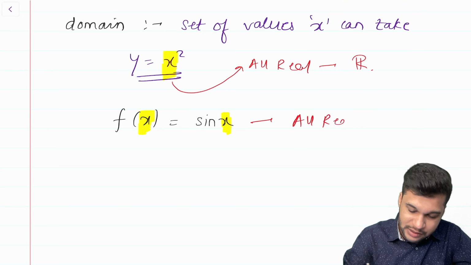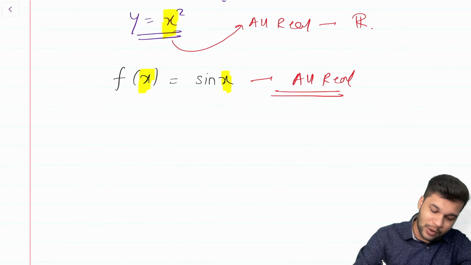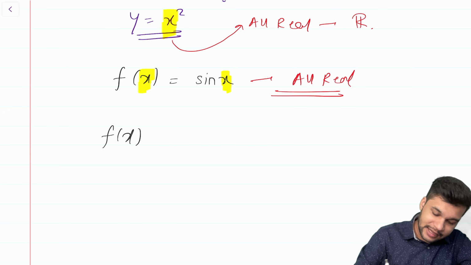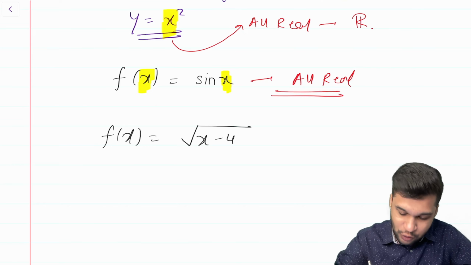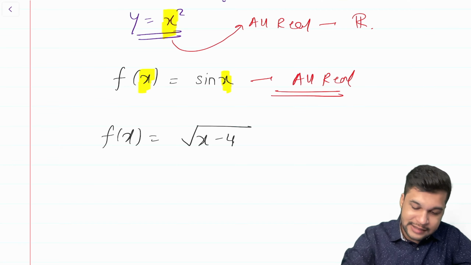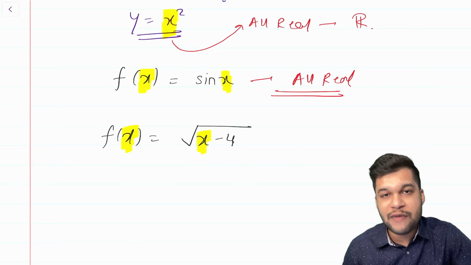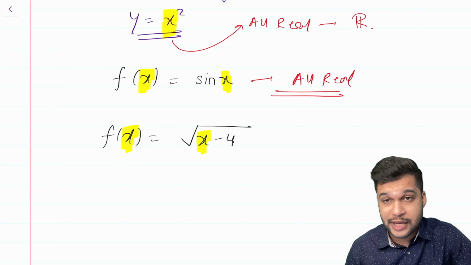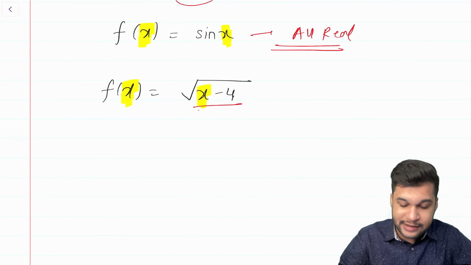All real numbers. Now let me give you a very interesting example. Let's say you have f(x) = square root of (x - 4). Now what is the domain? So what all values can X take here? Can X take a value of 3? Can it take a value of 2? Can X be 1? Can X be 0? No, they can't, right?